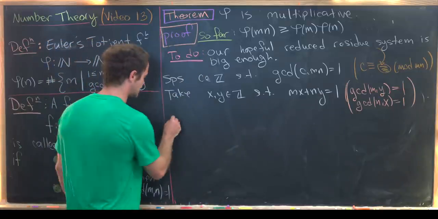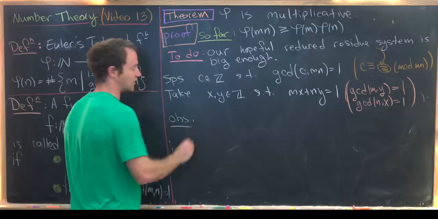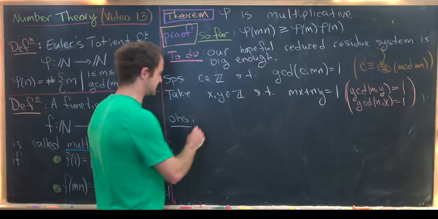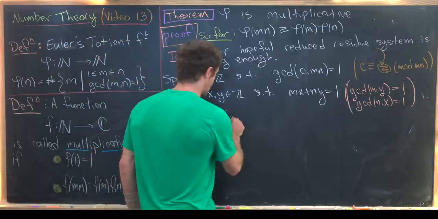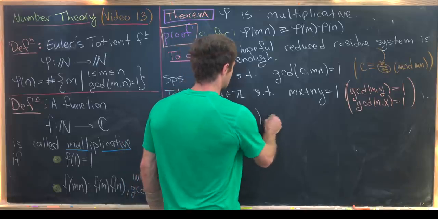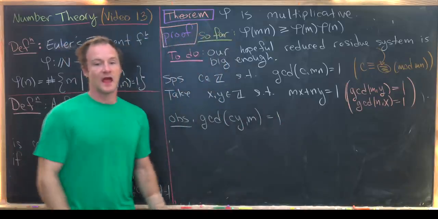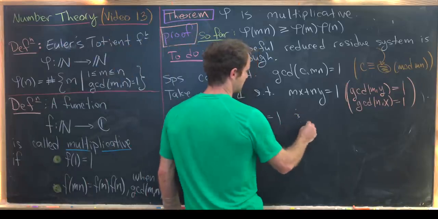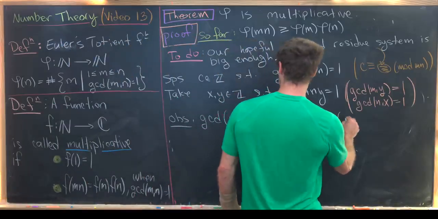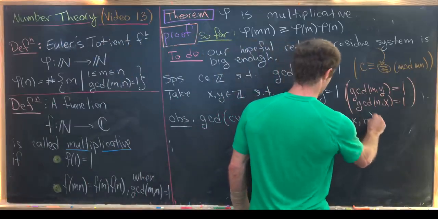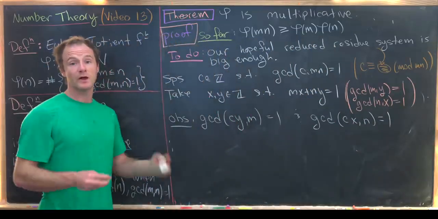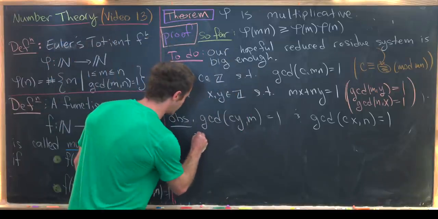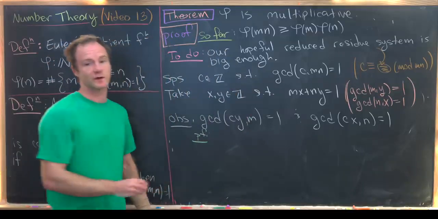Okay, so now let's look at the following observation, which will be helpful. And that is that the GCD of cy with m is equal to 1. And then likewise, kind of in parallel, the GCD of cx with n is also equal to 1. Okay, so let's run through the little proof of this observation really quickly.